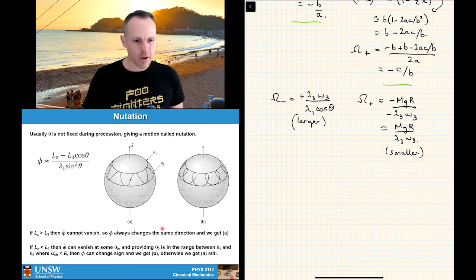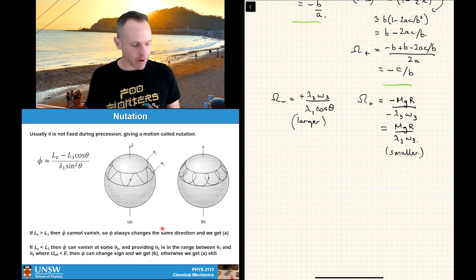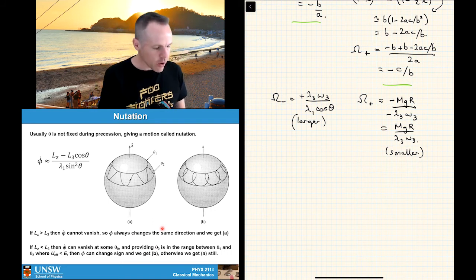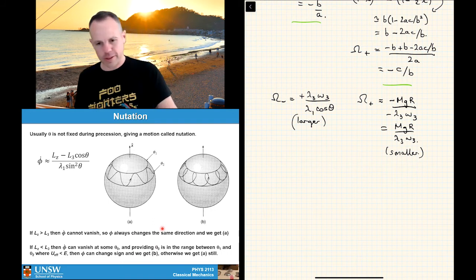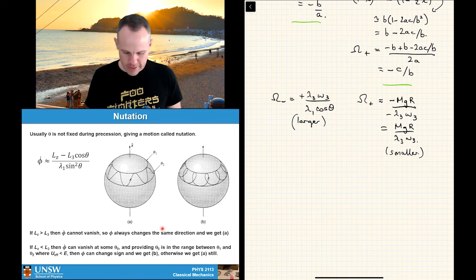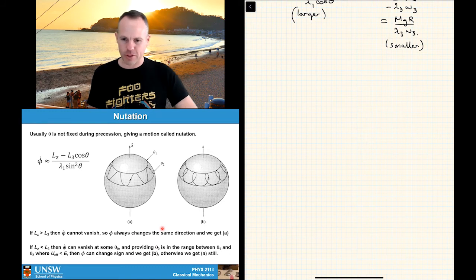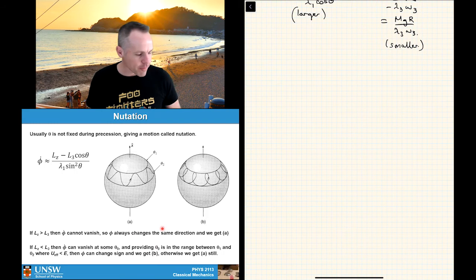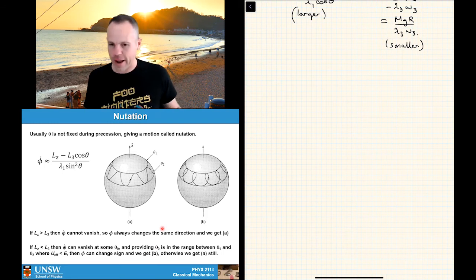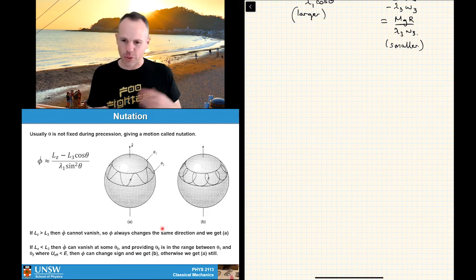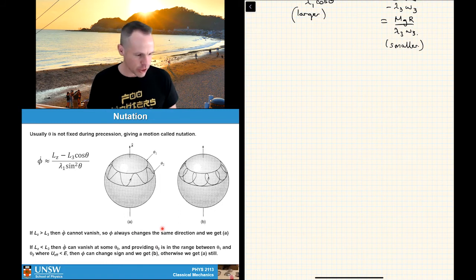So one last thing I want to get to here, which is nutation, okay? I'm not going to do this in full because this is an even longer problem, and I think I've worn out my welcome on demonstrating for today how hard these problems can get. So I'm just going to wave my hands around this one a little bit to show you the way you would approach it, okay?